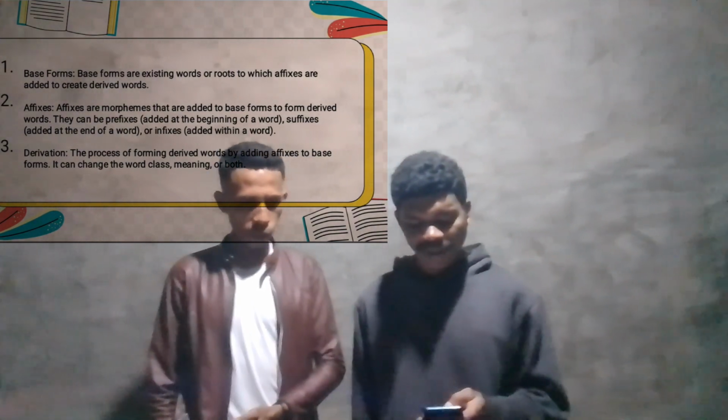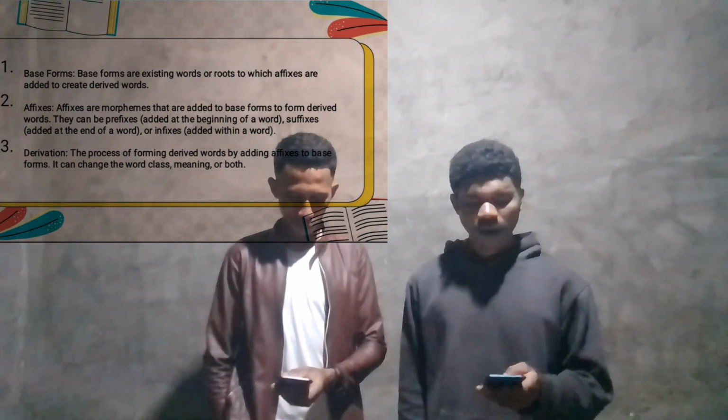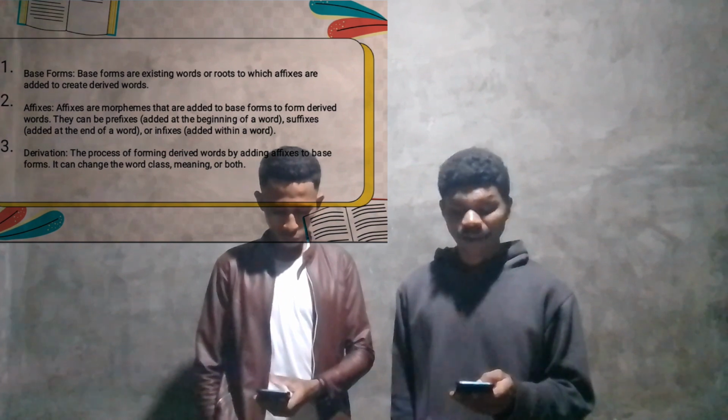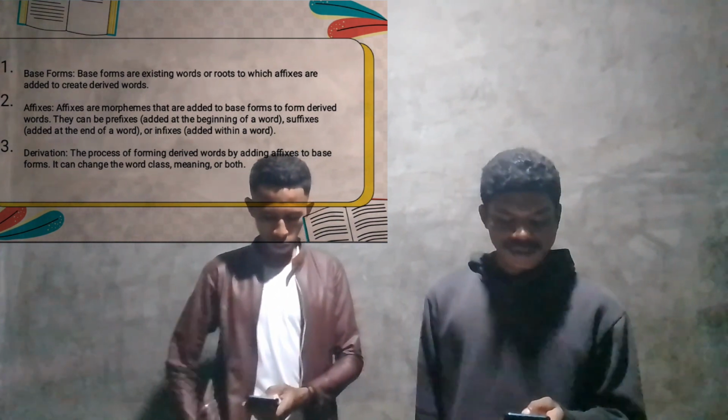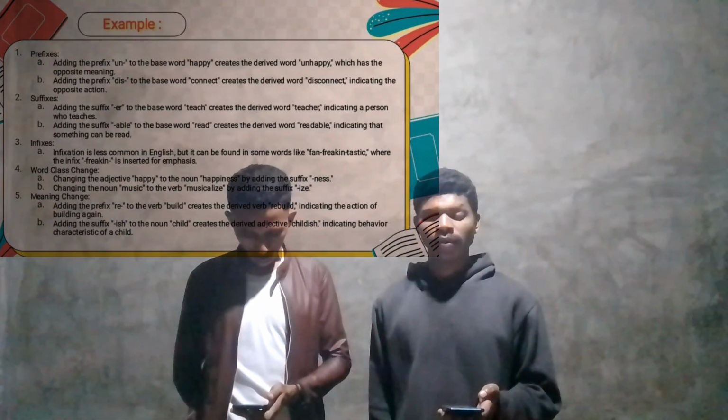They can be prefixes, added at the beginning of a word, suffixes, added at the end of a word, or infixes, added within a word. Three, derivation itself. Derivation is the process of forming derived words by adding affixes to base forms. It can change the word class, meanings, or both. And then there are several kinds of derivational morphology.